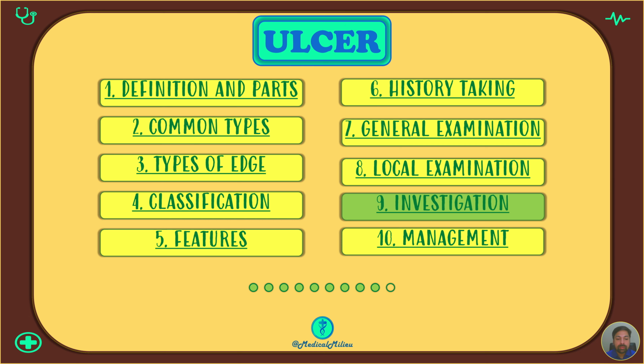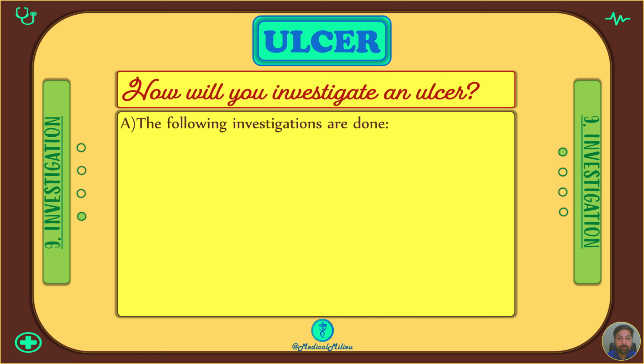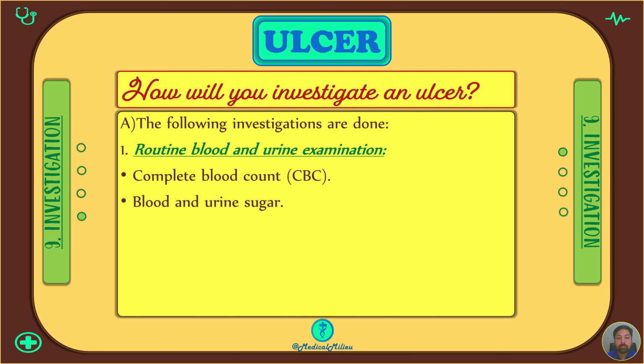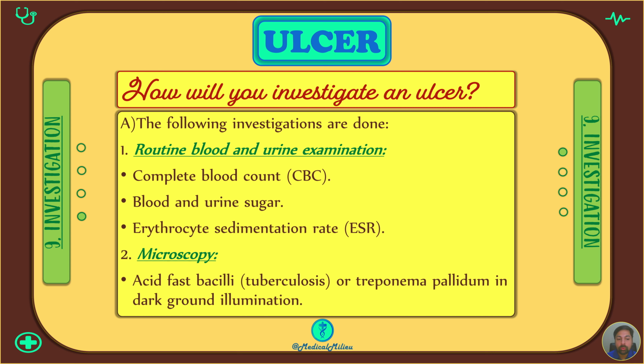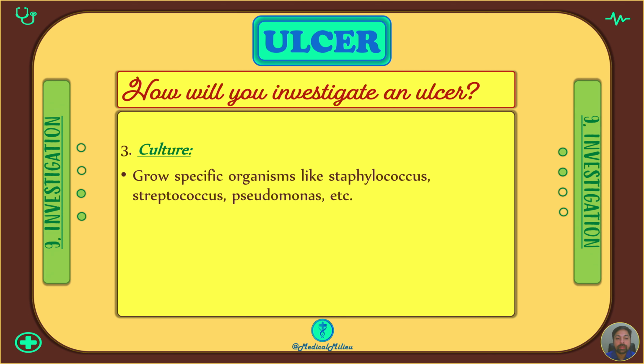Part 9. Investigation. The following investigations are done. Routine blood and urine examination, in which complete blood count, blood and urine sugar and erythrocyte sedimentation rate is done. In microscopy, you might be able to see acid-fast bacilli in the case of tuberculosis or Treponema pallidum in dark ground illumination. A wound culture may grow specific organisms like Staphylococcus, Streptococcus or Pseudomonas.